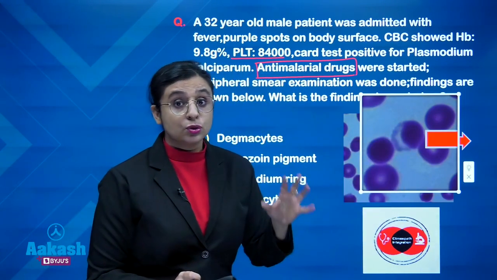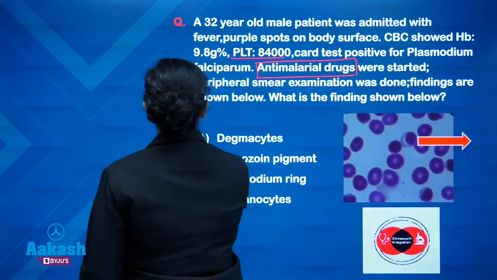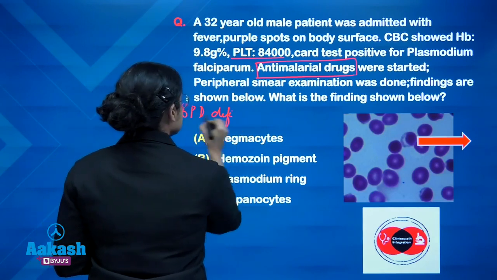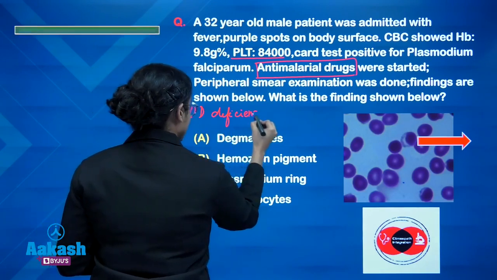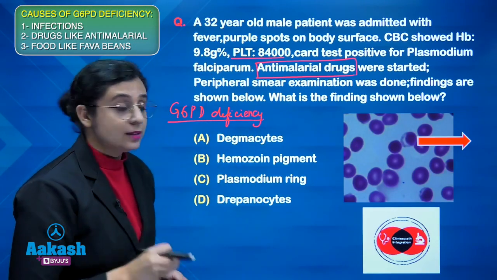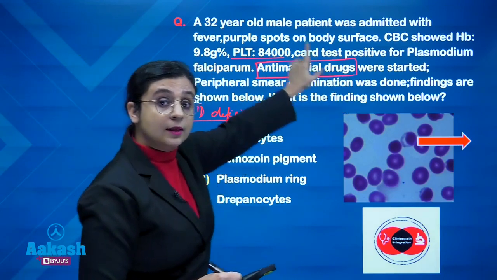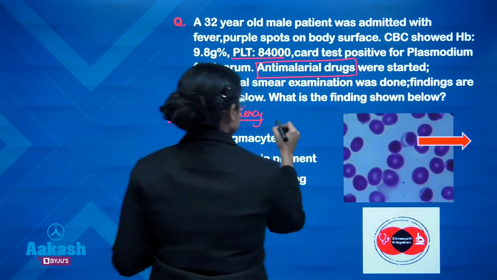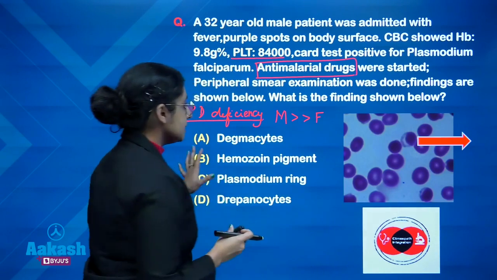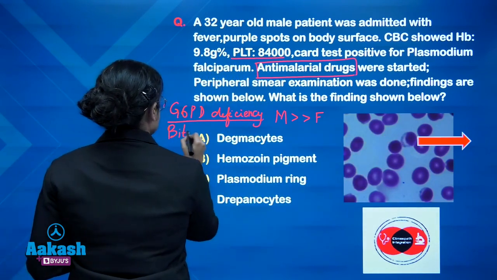This area looks so due to the dehemoglobinized area. So this is a case of G6PD deficiency. What are the three important causes which increase the G6PD deficiency? Yes, infections, drugs like anti-malarial and the food like fava beans. So G6PD deficiency exaggerated with anti-malarial drugs in a male, right? It is X-linked recessive, so males are much more commonly affected than females, and these are the bite cells which are seen in case of G6PD deficiency.